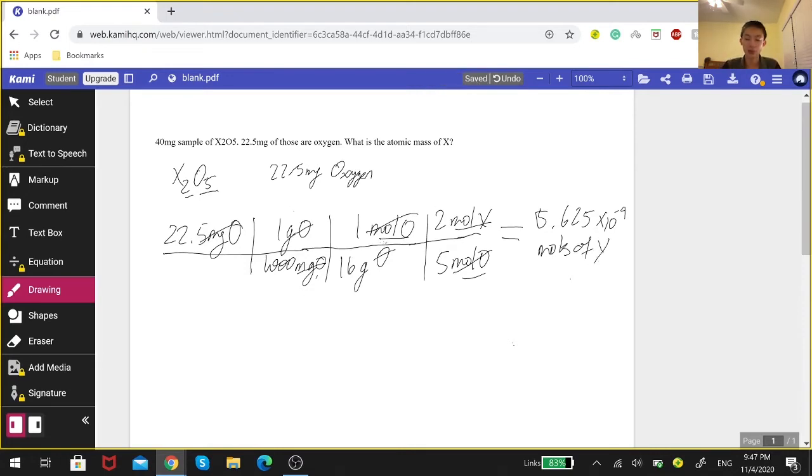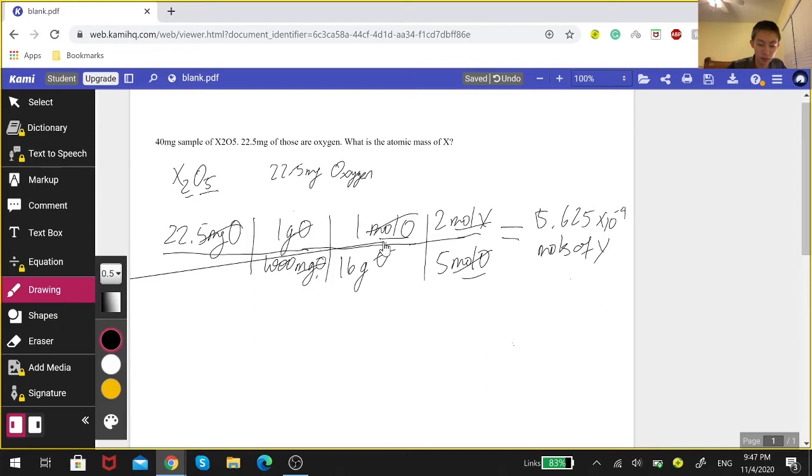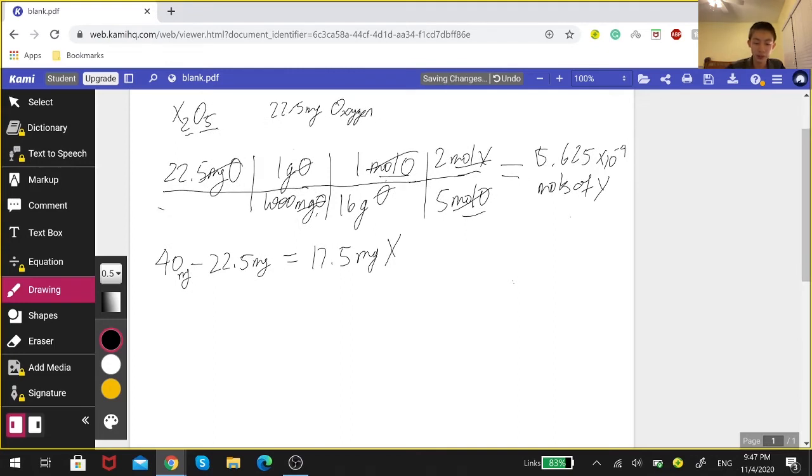So the next thing we want to do is to subtract 40, our total mass, by the mass of our oxygens. And that gives us 17.5 mg of X. Now the rule to find atomic weight is grams divided by moles.